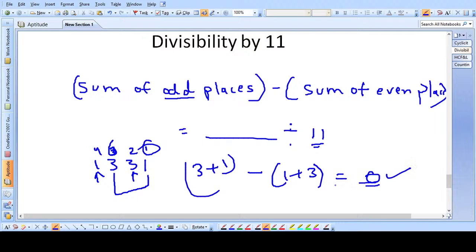So what is the condition? It should be either divisible by 11 or it can be 0 also, then we will say that this number 1331 is divisible by 11.